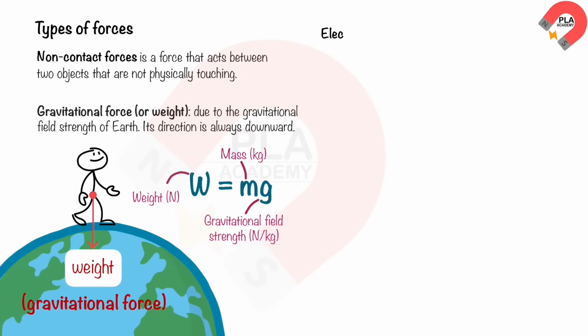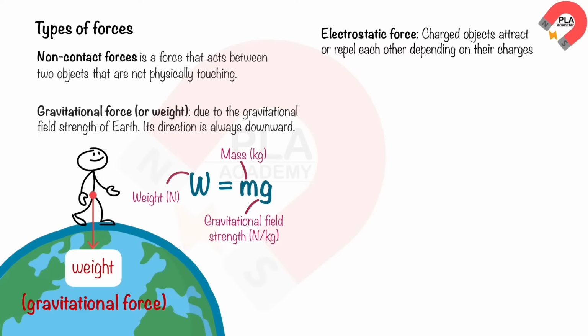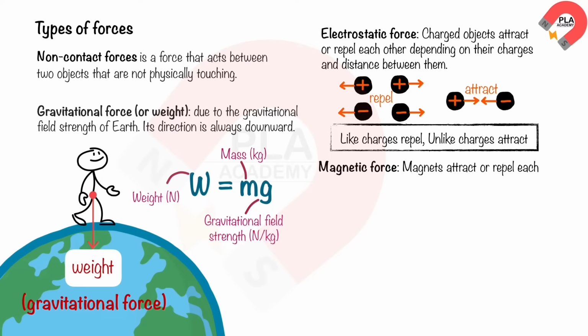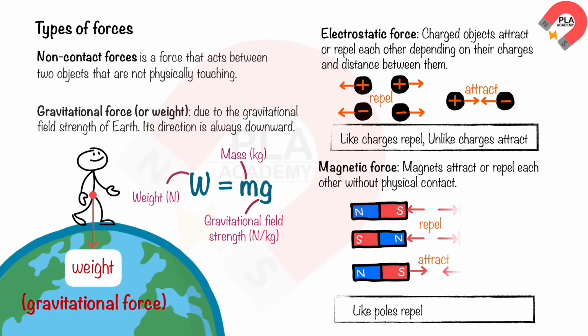Electrostatic force is the force between charged objects. Charged objects attract or repel each other depending on their charges and the distance between them. Like charges repel, unlike charges attract. Magnetic force is the force between magnets. Magnets attract or repel each other without physical contact. Like poles repel, unlike poles attract.